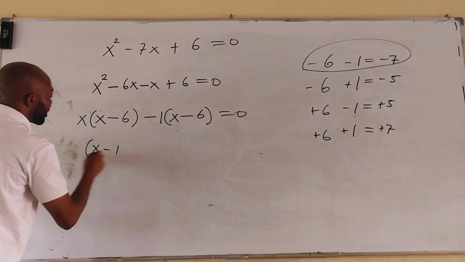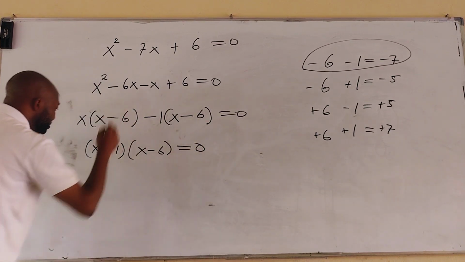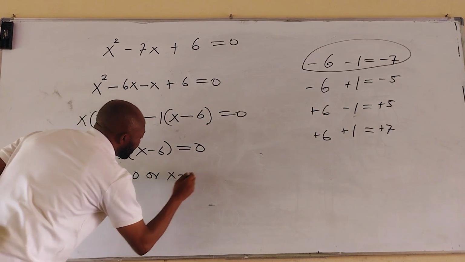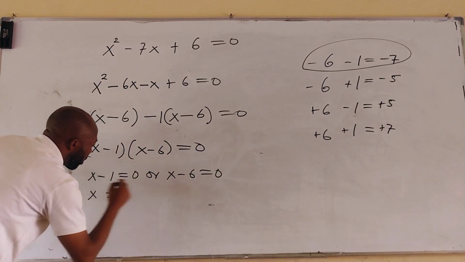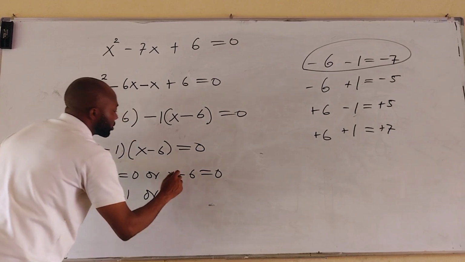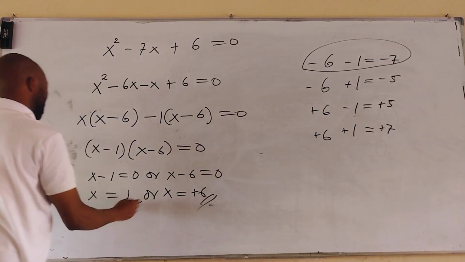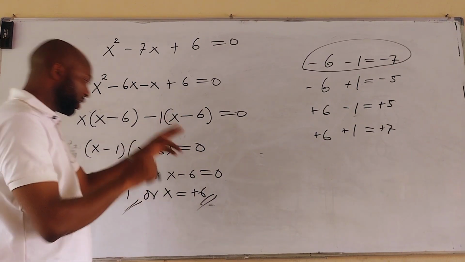X minus 1 and x minus 6. All of this is equal to 0. This means that x minus 1 is equal to 0, or x minus 6 is equal to 0. So x is equal to 1, minus 1 crossover becomes plus 1, or x is equal to minus 6 crossover becomes plus 6, which is our answer. So our answer: x is equal to 1 or 6.